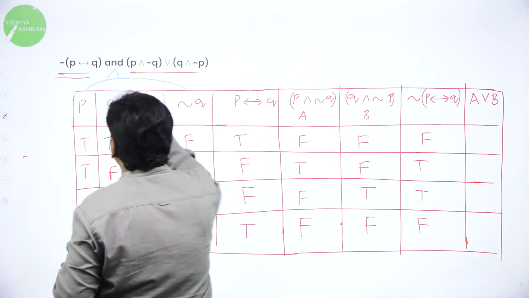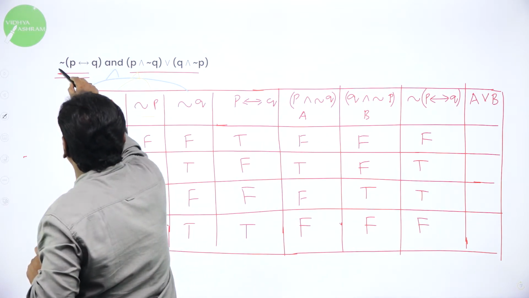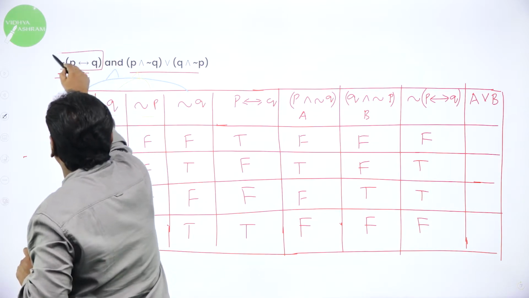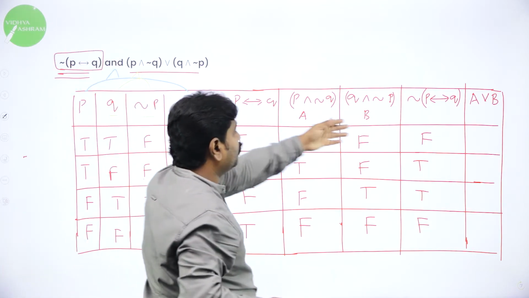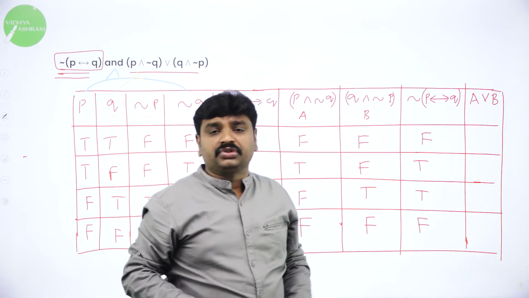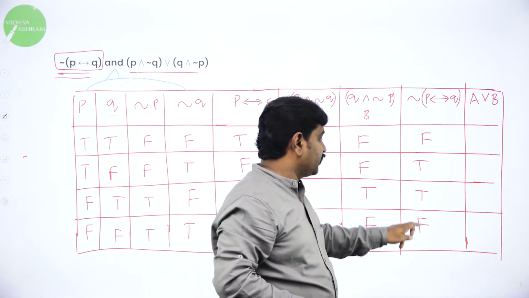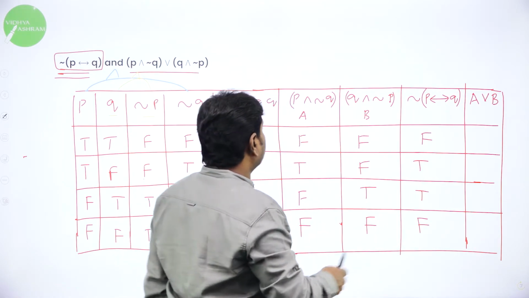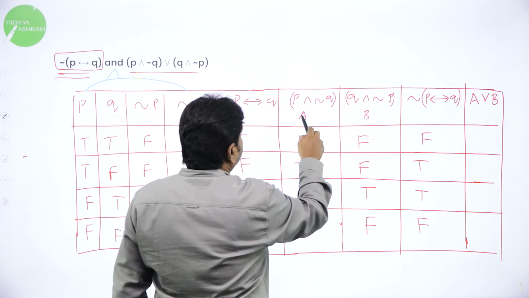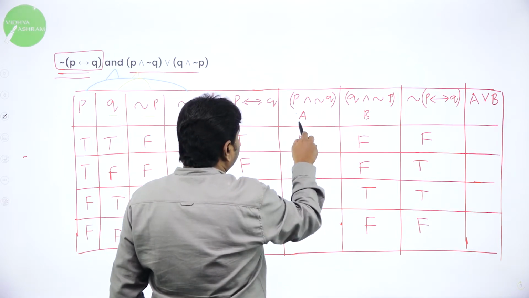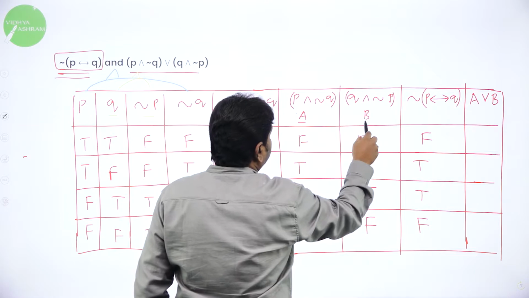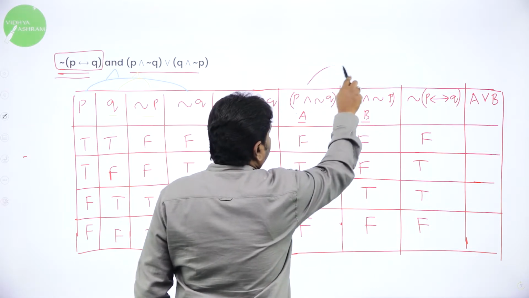Now I got results for the first compound proposition. What is the first compound proposition? Negation of P implies Q. I got the compound proposition truth value FTTF. Now we will do A R B. P and not Q I am symbolizing as A, and Q and not P I am symbolizing as B. So I will perform A R B.